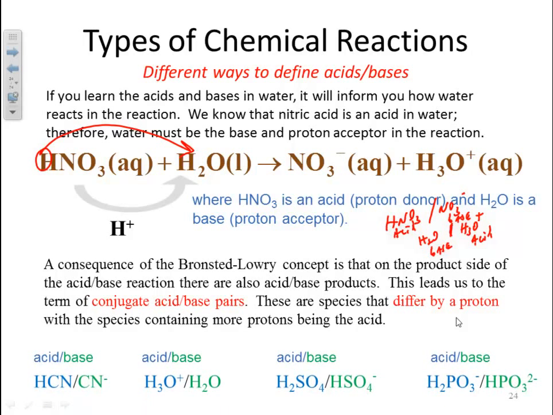Other examples. HCN is an acid. The conjugate base of that, if it donated a proton, would be CN-. We talked about hydronium ion. The conjugate base of that is water. If I have H2SO4, the conjugate base, if it gave up a proton, would be HSO4-. H2PO3-, if it gave up a proton, would be HPO3 2-. That's a conjugate acid-base pair.